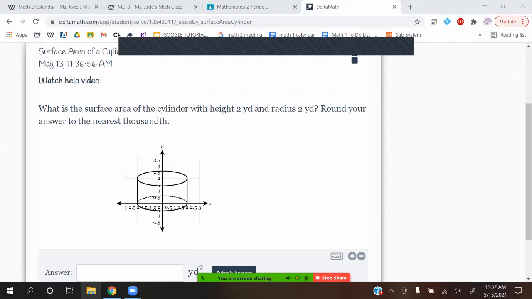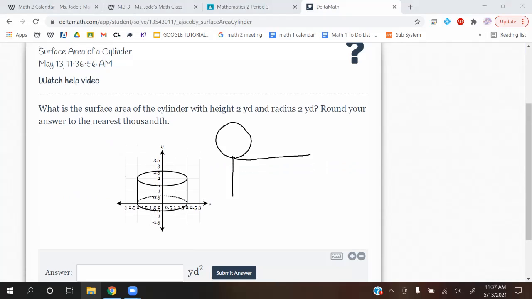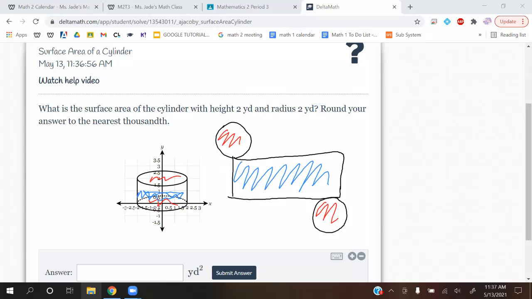So if you were just to cut it and open it up, you have a circle, and then you have a rectangle, and then you have another circle. So this is what a cylinder would look like if you rolled it open. And so the surface areas you're going to have to calculate are two circles, like this top circle and this bottom circle. And then all the way around here, if you roll that side open, it's just going to be this rectangle.